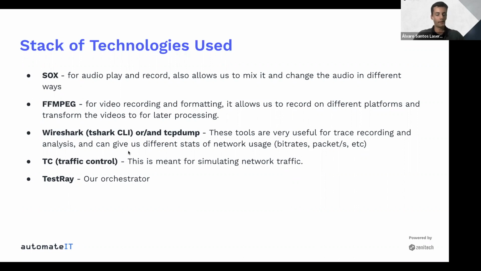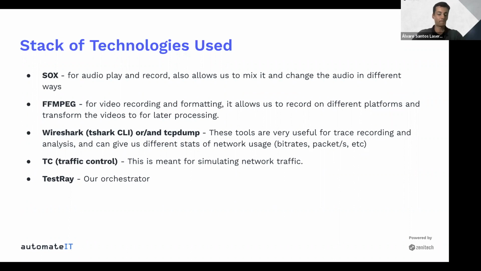Wireshark and tcpdump are meant for handling network recording and analyzing network traces. TC, or traffic control, is meant for simulating network traffic. It is used in Linux, and that's why most of the routers that we're using have Linux environments, and we use this to simulate network traffic.